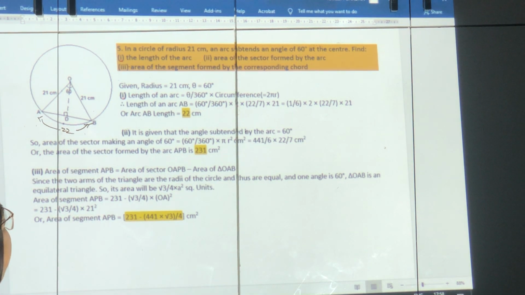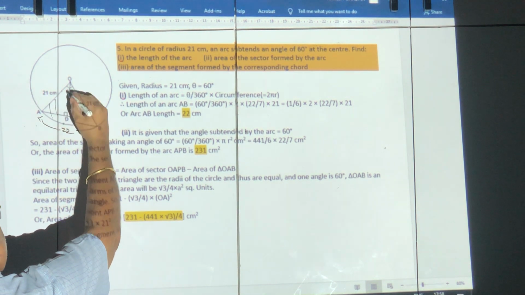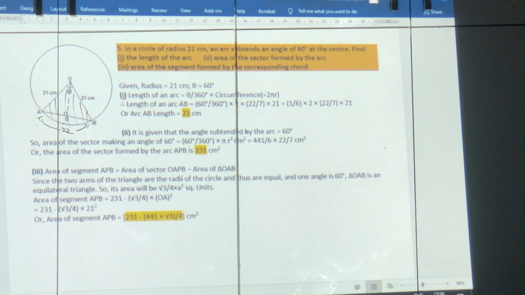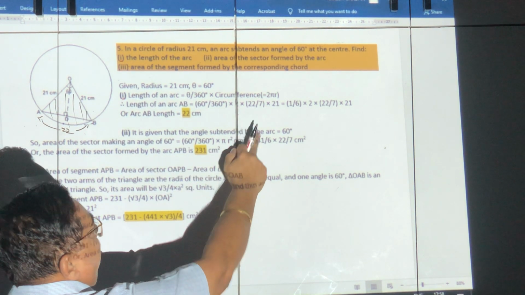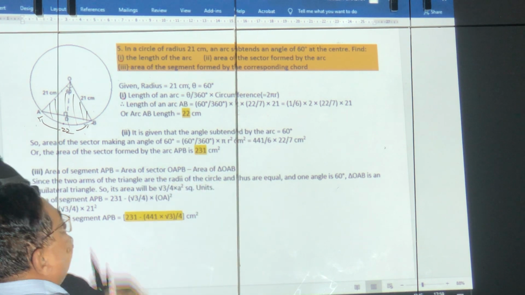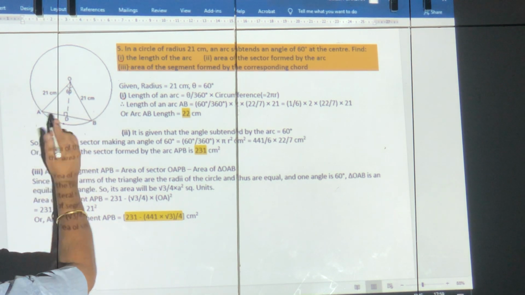Second, we have to find the area of the sector formed by, we want the complete area. That is theta upon 360 into pi r square. We have already done 5 sums and this is 231. Now, area of the segment.